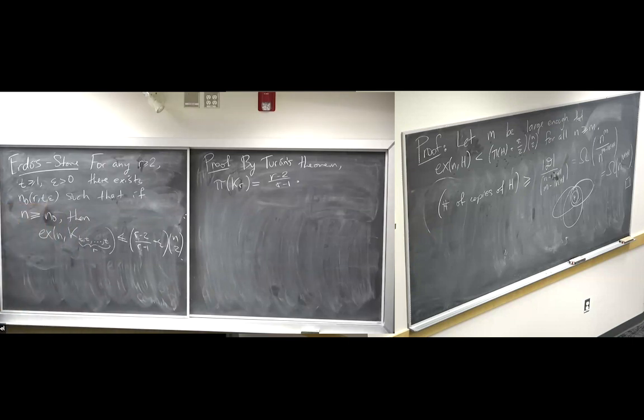So yeah, by Turán's theorem, we know that the Turán density of K_r is (r−2)/(r−1). In fact, we know the exact best construction for every n, right? You take a complete (r−1)-partite graph with parts of size roughly equal, right?